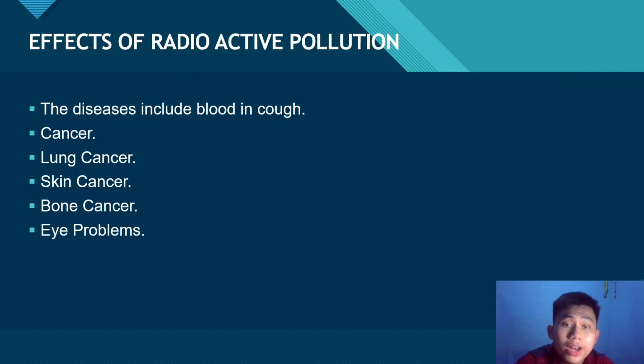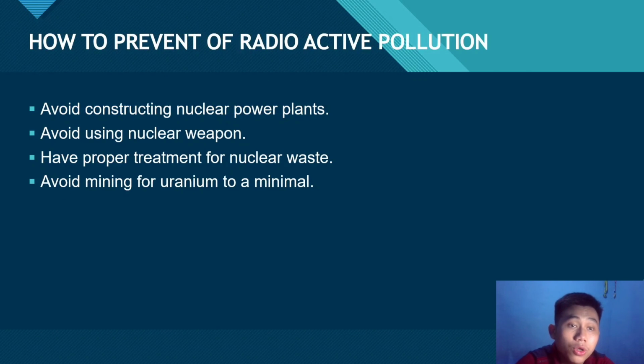What is the effect of radioactive pollution? The effects of radioactive pollution are diseases including blood shock, cancer, lung cancer, skin cancer, bone cancer, and eye problems. So, how to prevent radioactive pollution? Number 1. Avoid constructing nuclear power plants. Number 2. Avoid using nuclear weapons. Number 3. Have proper treatment for nuclear waste. And number 4. Avoid mining for uranium to a minimum.